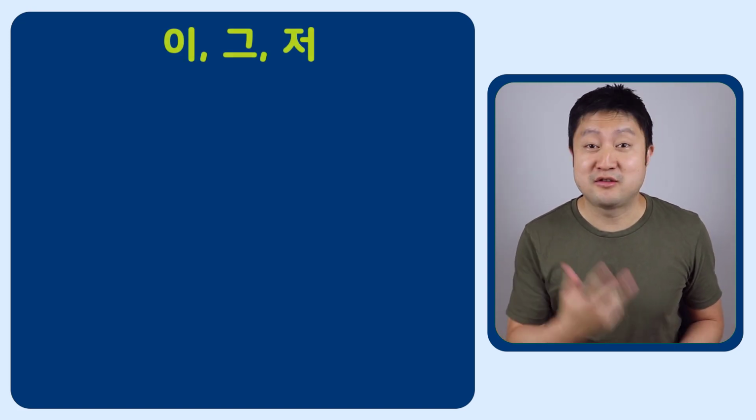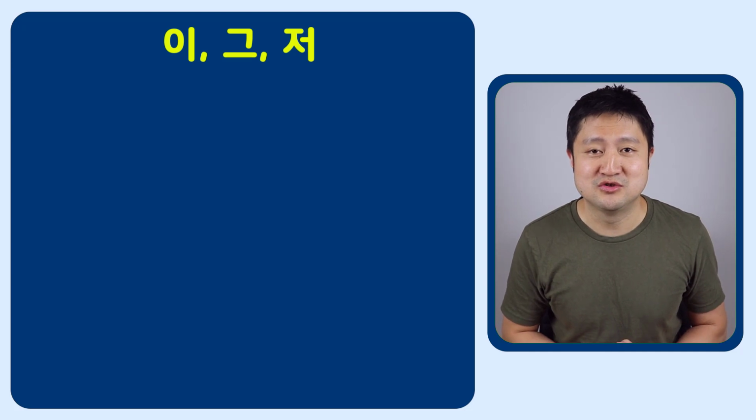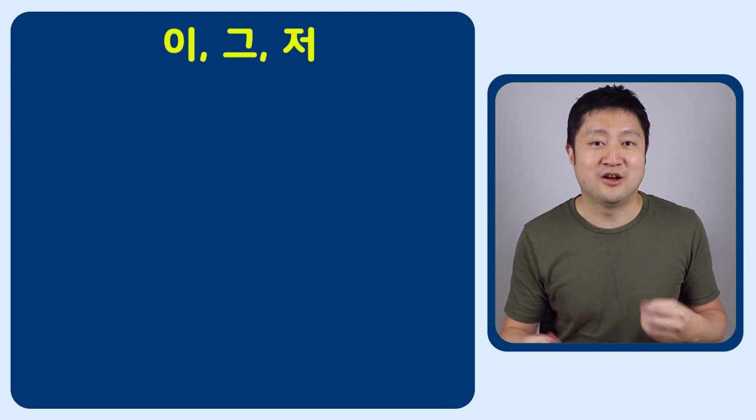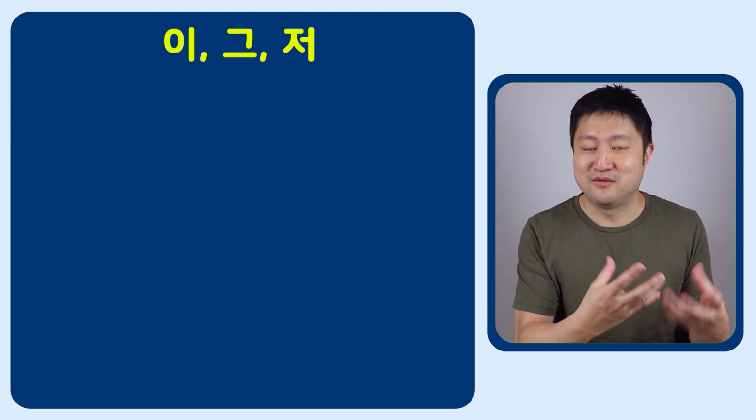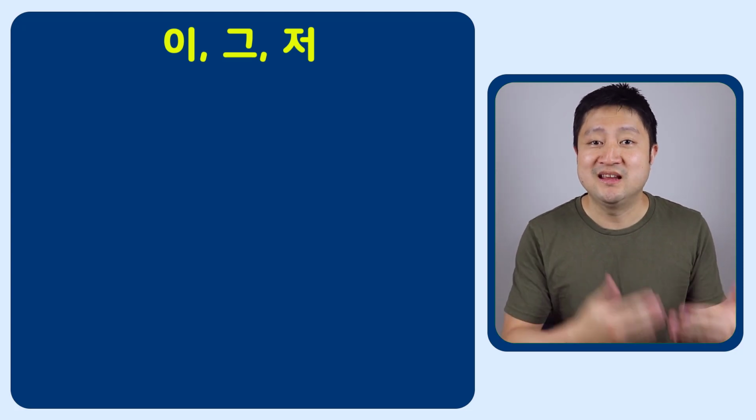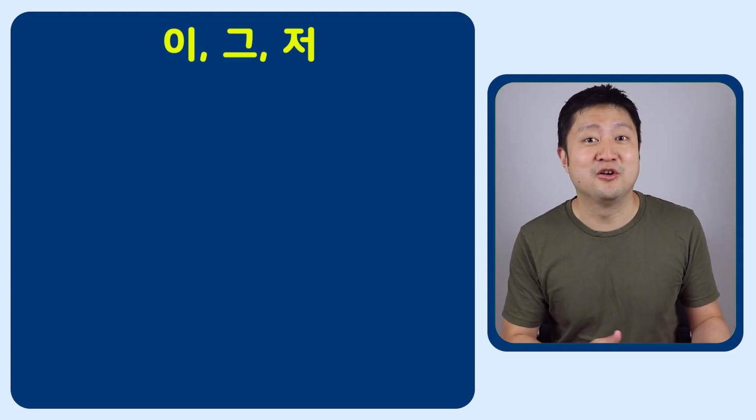Now in this lesson we are going to learn a fairly simple concept: how to say this and that in Korean. So let's begin. To learn how to say this and that in Korean, there are three very key syllables that we need to learn about and understand the concept of. And they are 이, 그, and 저.